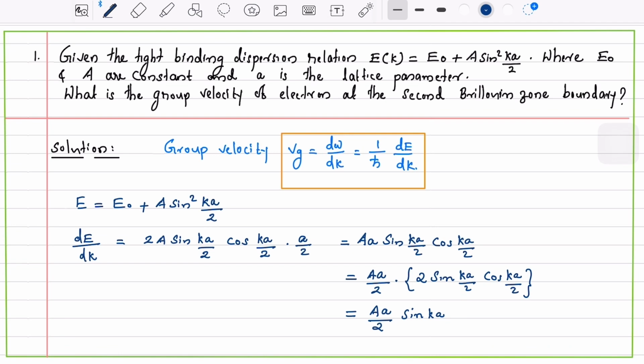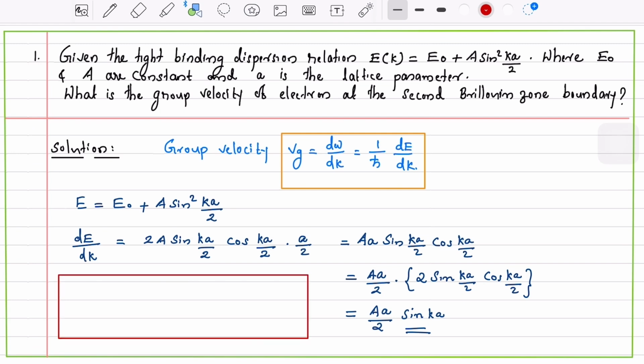Now we have to find the group velocity at the second Brillouin zone boundary. So what is the group velocity Vg? We can write it as 1 by h bar dE by dk, which is equal to 1 by h bar A a by 2 sine ka. So what is the value of k at the second Brillouin zone boundary? The value of k at the second Brillouin zone boundary is plus or minus 2 pi by a.